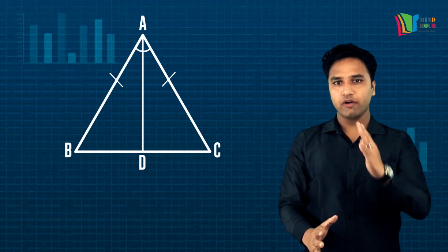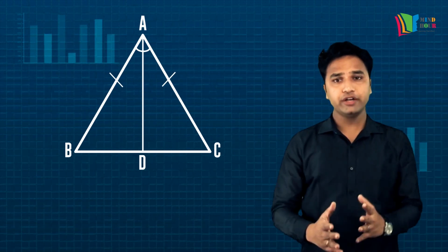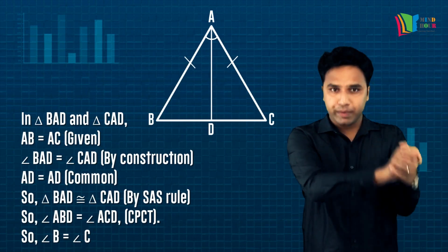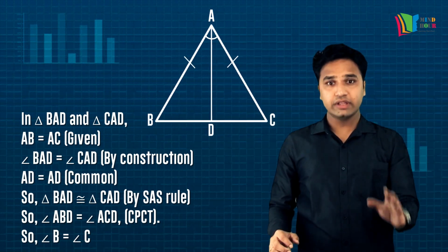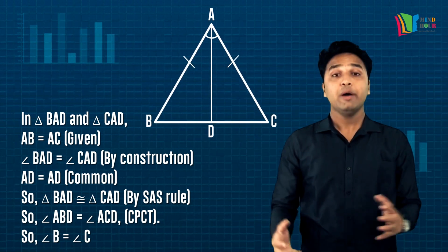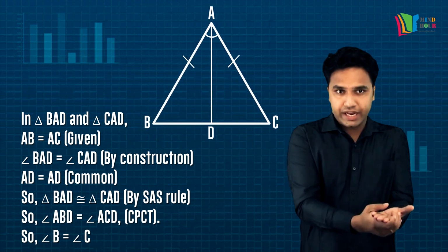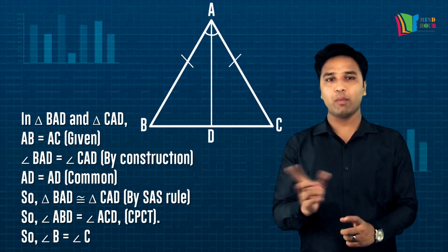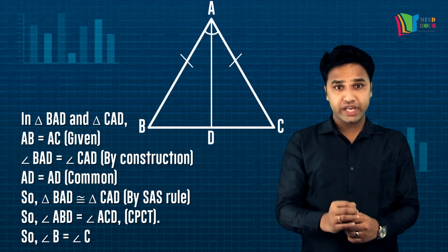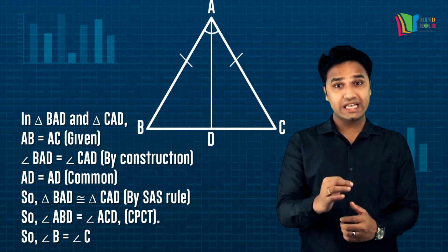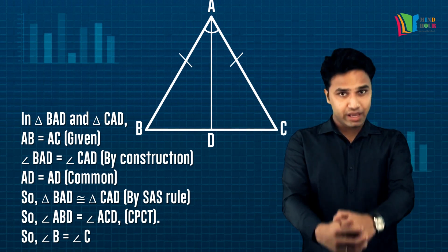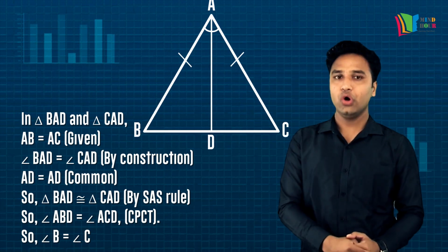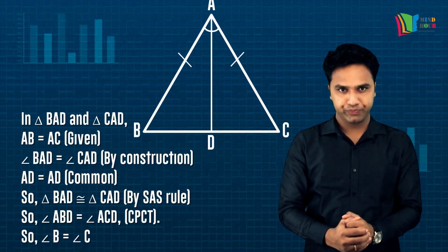Let us draw the bisector of angle A and let D be the point of intersection of this bisector of angle A and BC. In triangle BAD and triangle CAD, we are given that AB is equal to AC. By construction, we have angle BAD is equal to angle CAD. And AD is equal to AD as it is common to both. So, triangle BAD is congruent to triangle CAD by SAS rule. So, angle ABD is equal to angle ACD by corresponding parts of congruent triangles. So, angle B is equal to angle C.